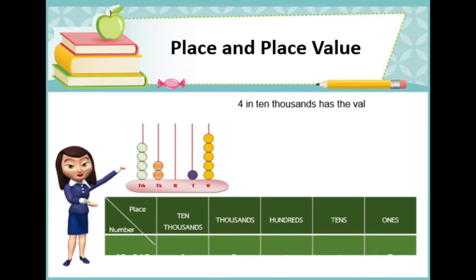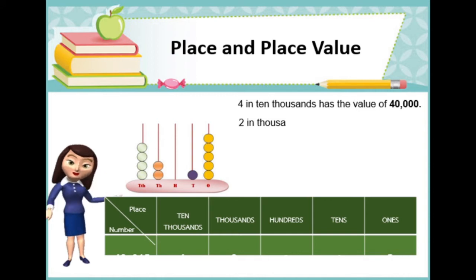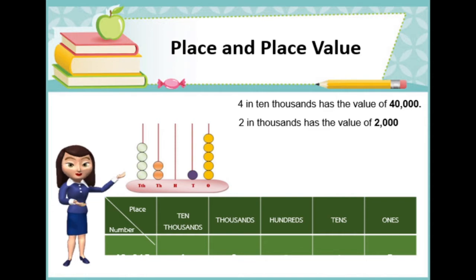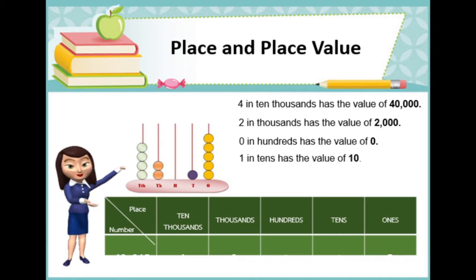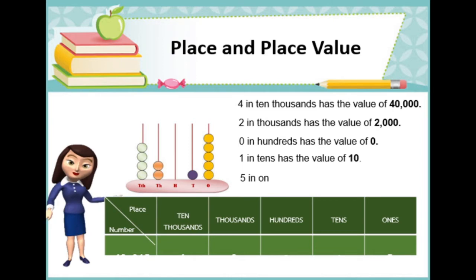4 in the 10,000s has the value of 40,000. 2 in thousands has the value of 2,000. 0 in hundreds has the value of 0. 1 in tens has the value of 10. And 5 in ones has the value of 5.